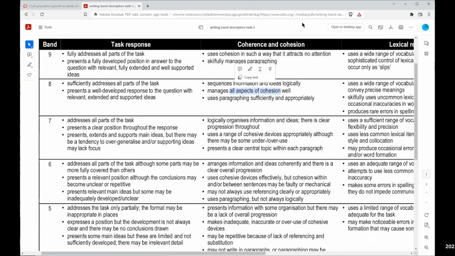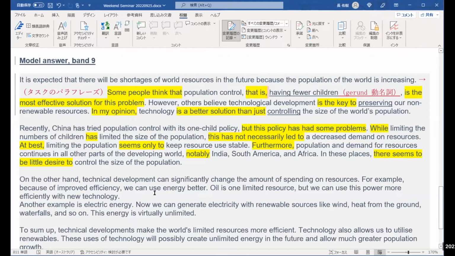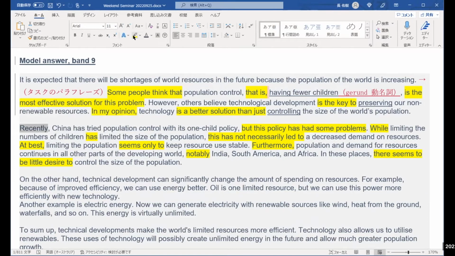So looking at that second paragraph now, we see that the first word in the second paragraph is recently. Now, I haven't highlighted that, but it's an important one, because in this paragraph, you will see a particular tense, a particular verb tense used. And what tense is that? It's the present perfect tense. Has tried, has had, has limited, has not led to.